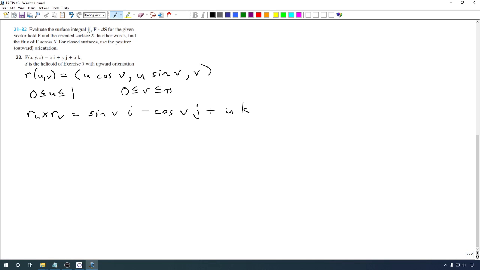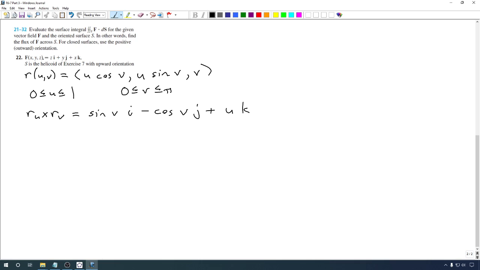They specifically want us to use the upward orientation, and since our values for u are from 0 to 1, and the z component here is u times k, that means we will always be pointing upwards. That's what they wanted. They're basically just saying here with upward orientation that we do want to have a positive z component. And so we have the correct one here. We can go ahead and use this in our integral.